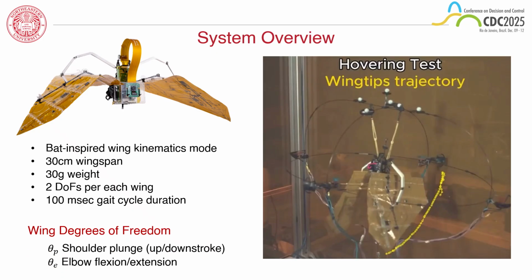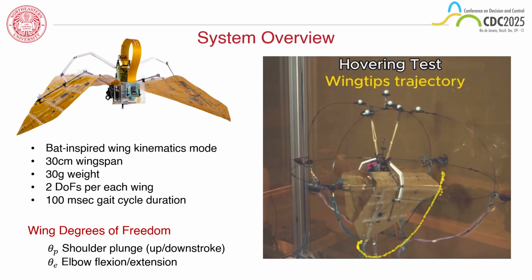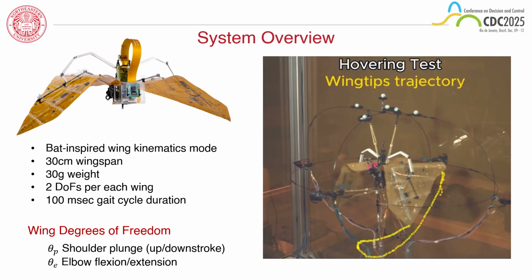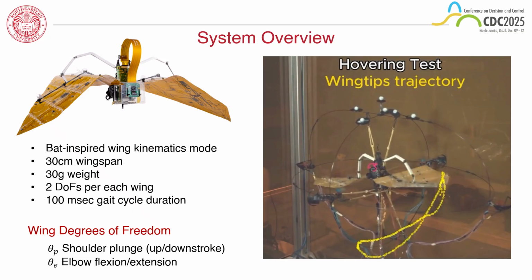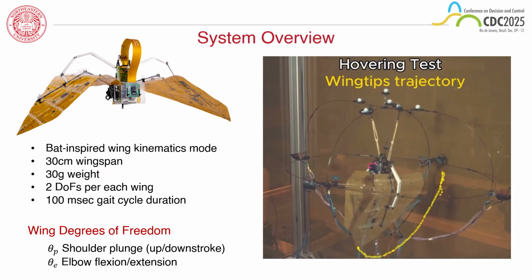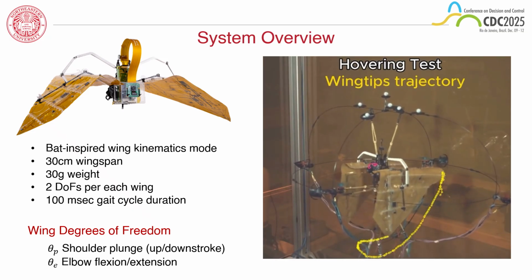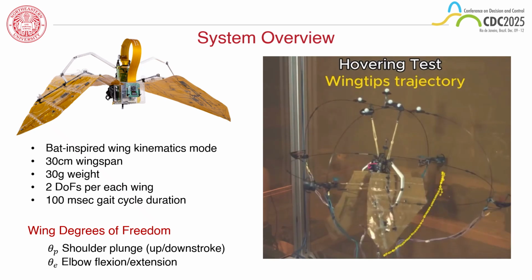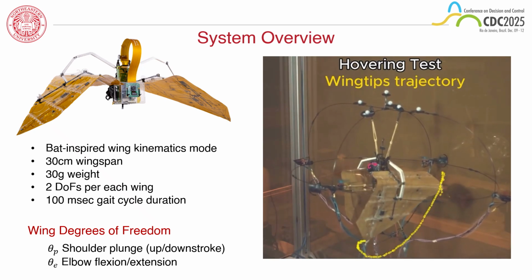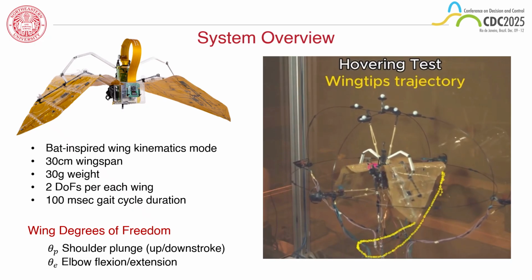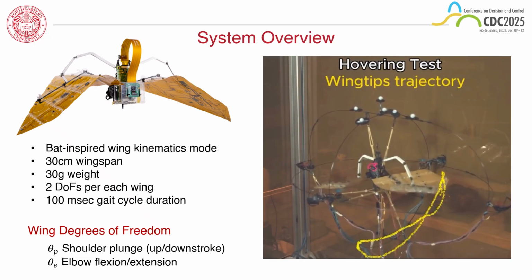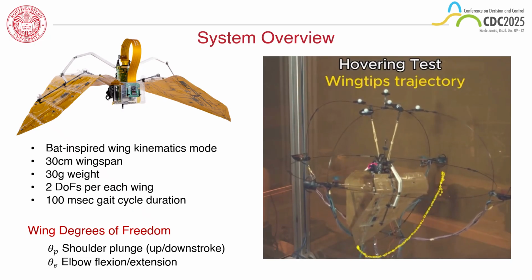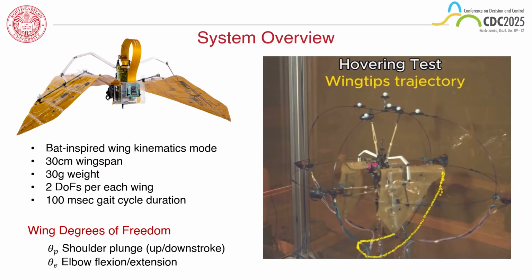What makes AeroBat unique are its two primary wing degrees of freedom. First, theta p, the shoulder plunge angle, which controls the upstroke and downstroke motion. Second, theta e, the elbow flexion and extension, which allows the wing to expand during downstroke and retract during upstroke. It can be seen in this video. On the right, that is a hovering test where we have tracked the wing tip trajectory.